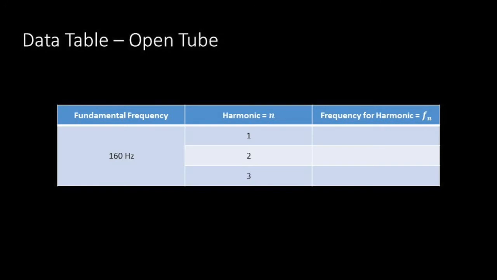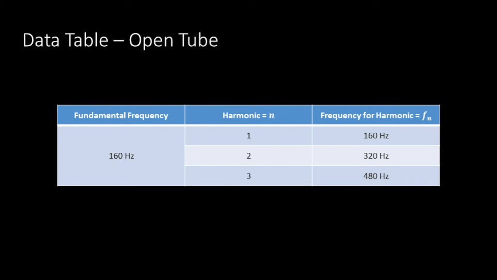Let's now create a data table. Our fundamental frequency is 160 Hz. Now, let's find the first, second, and third harmonic frequency. A couple of my students found that the first harmonic frequency is equal to the fundamental frequency, 160 Hz. The second harmonic frequency is 320 Hz. The third being 480 Hz.